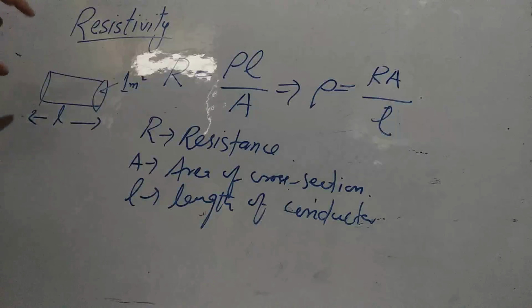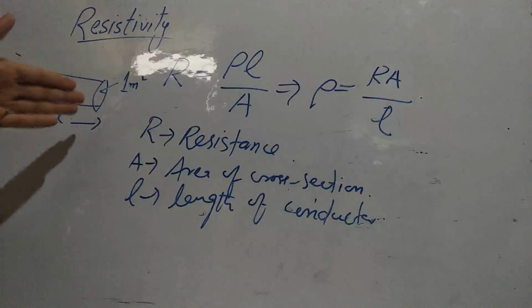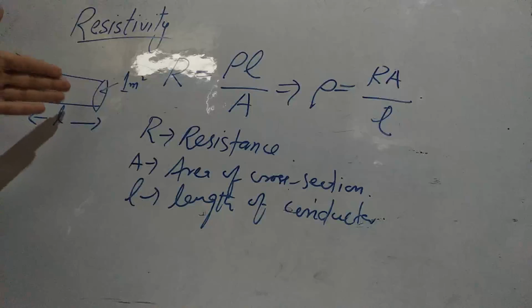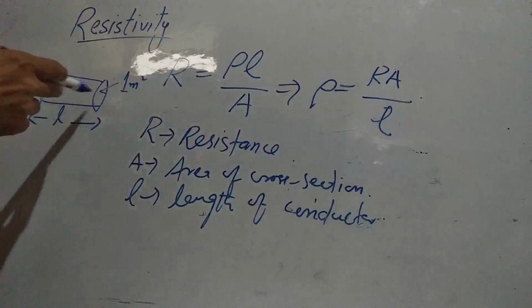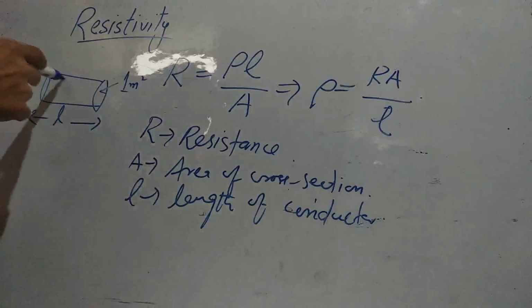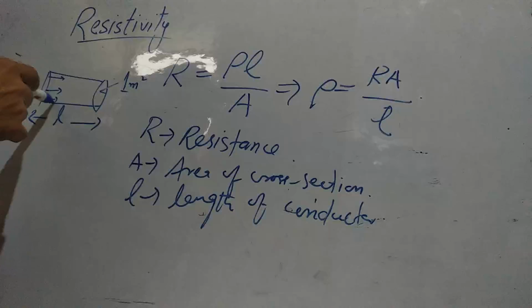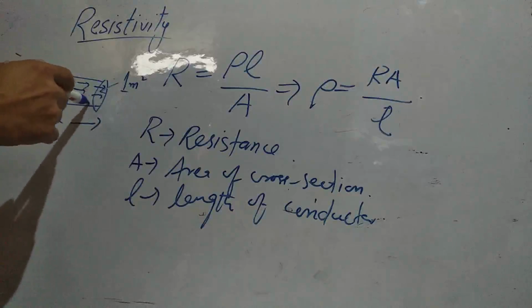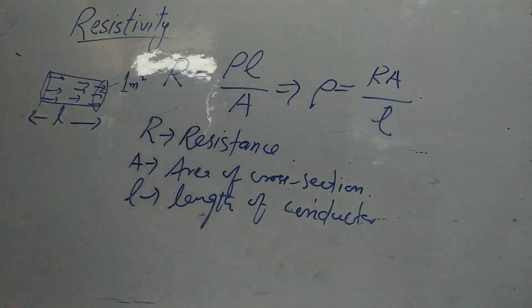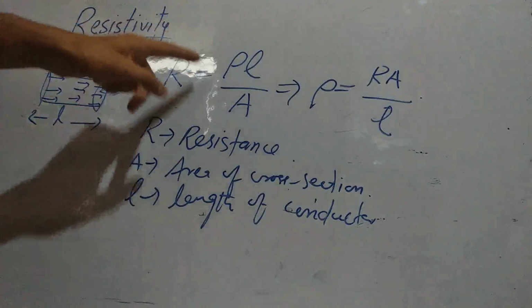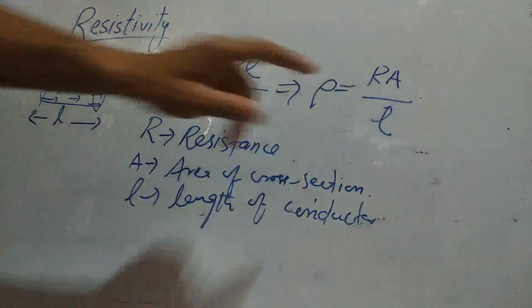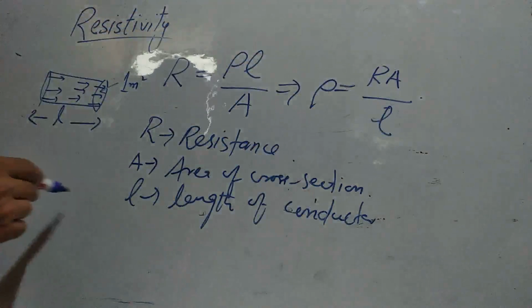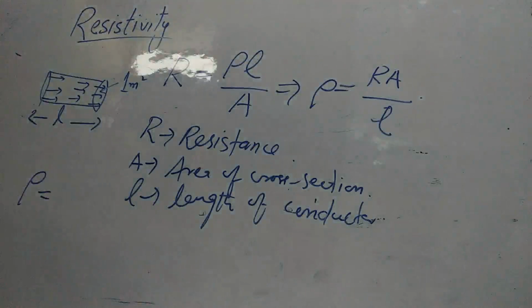Such that the current enters and leaves the opposite ends of the conductor. Then, according to the formula, the resistivity would be... so the current enters here, for example, and it will leave from this end. As far as this equation is concerned, we will derive it.